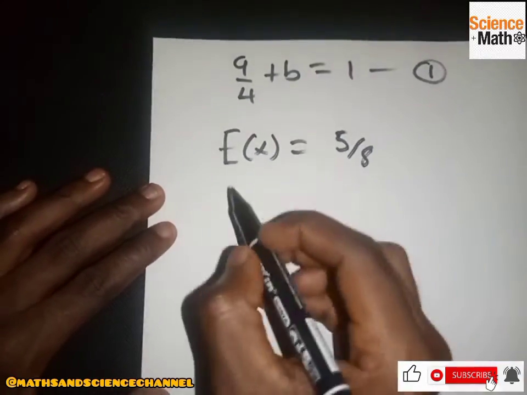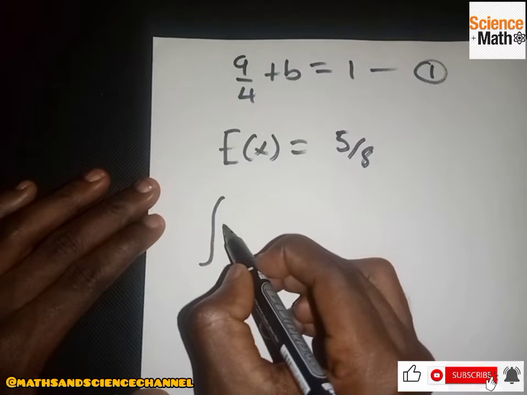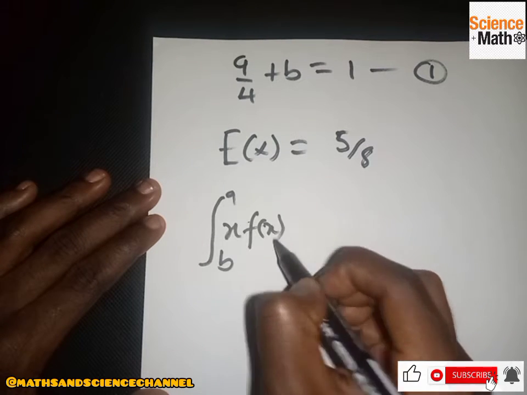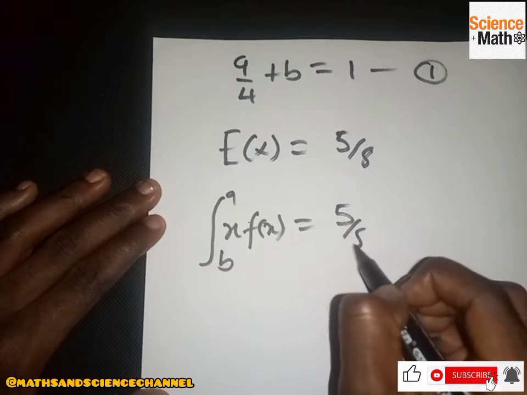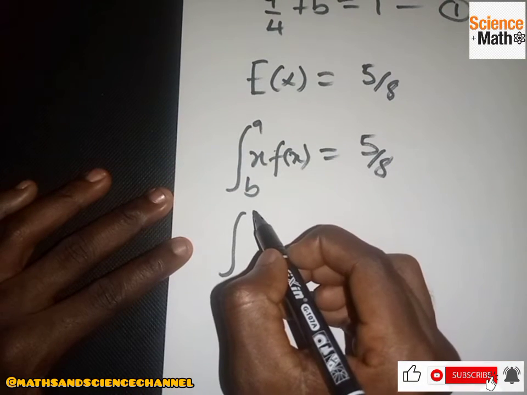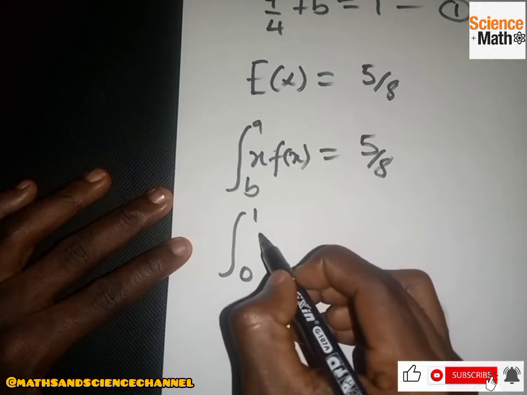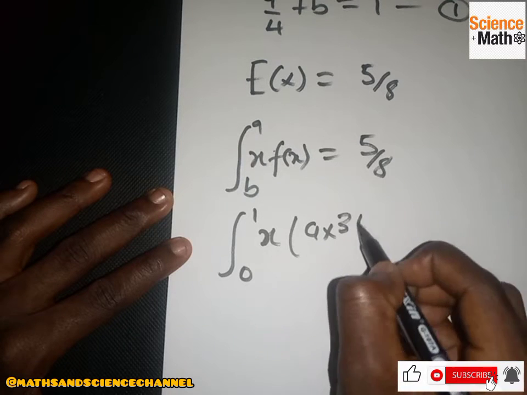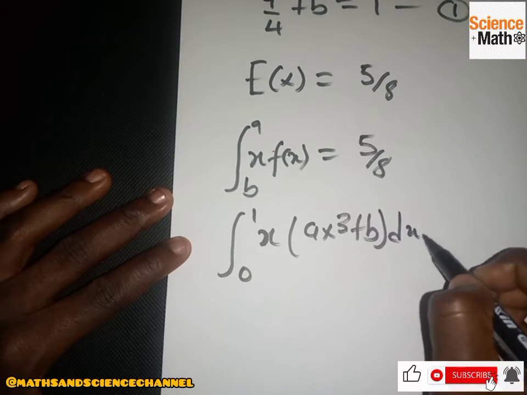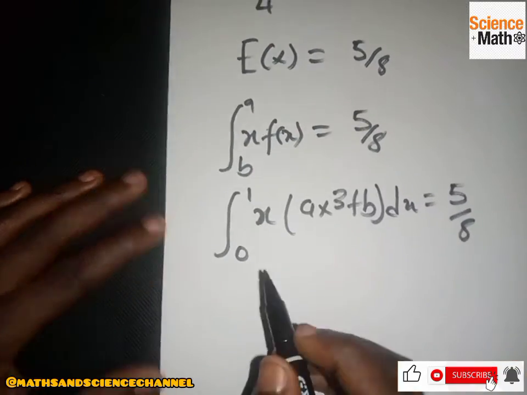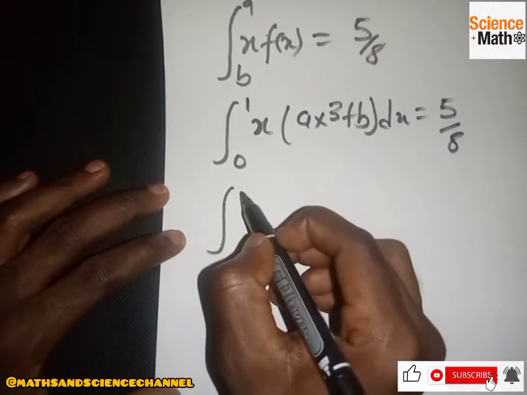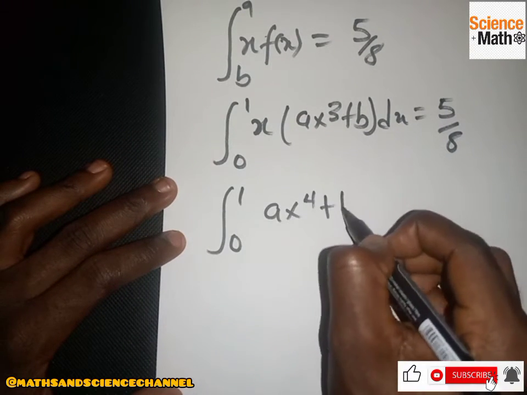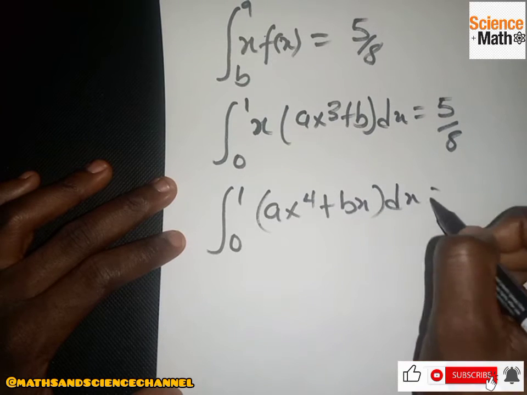Now what is the expectancy of S? The expectancy of S is calculated by the integral from a to b of s times the function f(s), being equal to 5/8. Remember the condition is still from 0 to 1. Now in this case s is multiplying our as³ + b, dx, being equal to 5/8. So in this case we have the integral from 0 to 1 of as⁴ + bx, dx, being equal to 5/8.